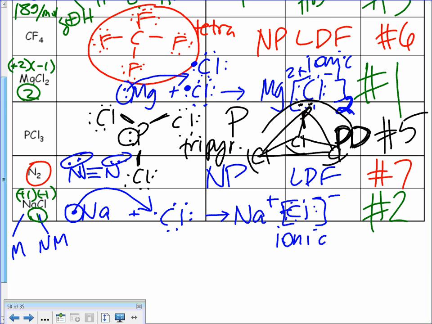Magnesium chloride and sodium chloride. Those are ionics, right? They're solid. I've never seen gaseous sodium. So I've never seen gaseous salt, right?